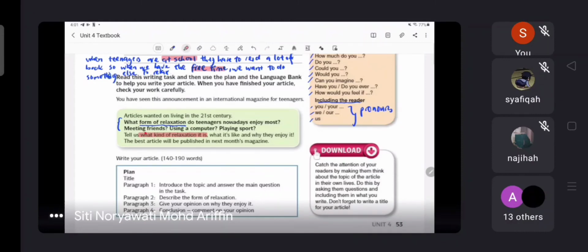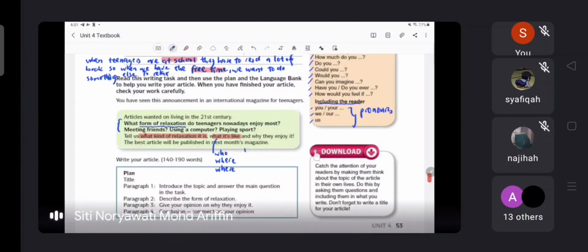Okay, and then you describe why is it like. Kalau meeting friends ni macam mana? You describe lah. Okay, how can you describe? You can ask yourself the WH questions. Contohnya lah, who are you going to meet? Nak jumpa siapa? Jumpa kat mana? Jumpa bila? Macam mana boleh jumpa? Buat apa? Kan? Okay, so when you ask yourself these questions, it will help you to elaborate more.